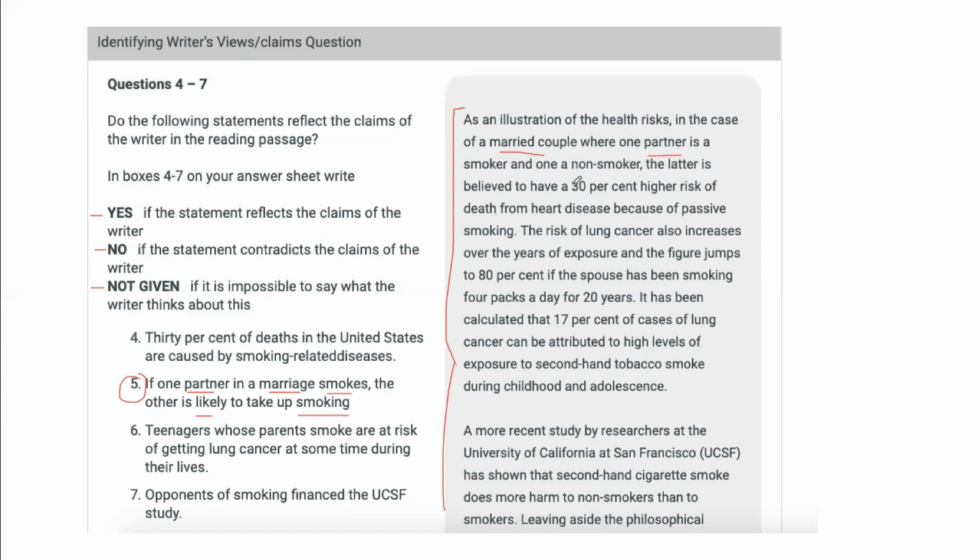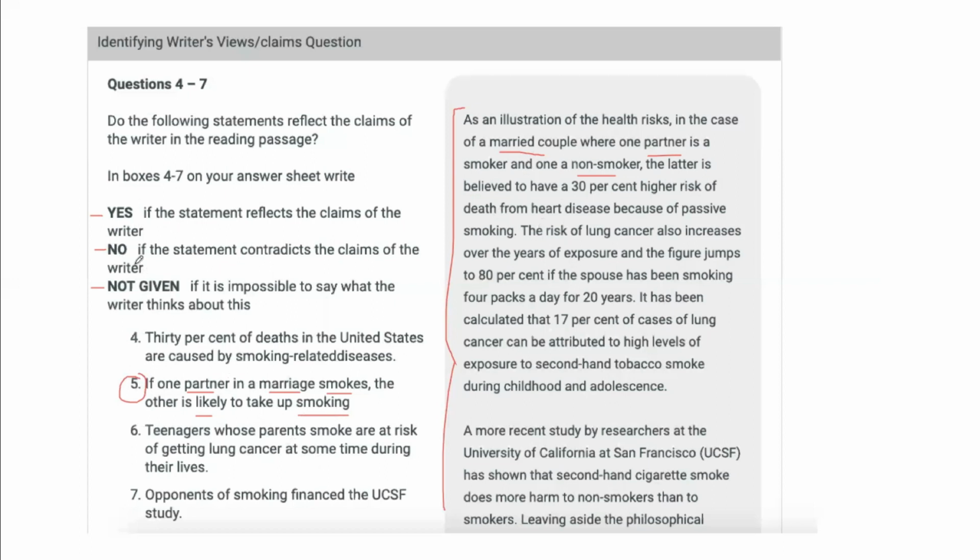So I see partner again, non-smoker. All right, I'm going to skim. So in the case of a married couple, where one partner is a smoker and one a non-smoker, the latter, so the non-smoker, is believed to have a 30% higher risk of death from heart disease because of passive smoking. The information is not explicitly stated. So it does say that the latter, the non-smoker, has a higher risk of death from heart disease, but it doesn't state anything about taking up smoking. So a lot of students, just based on this, would answer no because the information is not included.